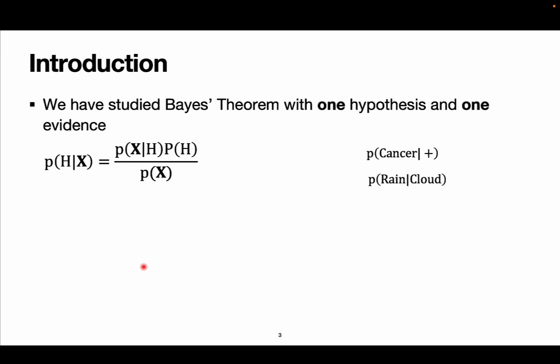So far, we applied Bayes' theorem using one hypothesis and one evidence, and we computed the posterior probability of actually having cancer given a positive test, and the posterior probability of raining given a cloudy morning. Next, we are going to extend Bayes' theorem to work with multiple hypotheses and sequential evidence.